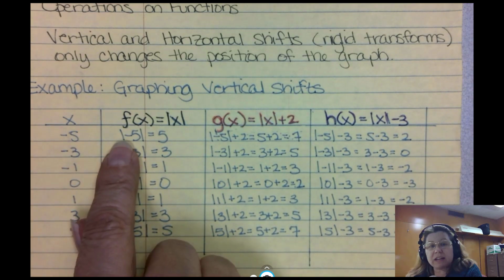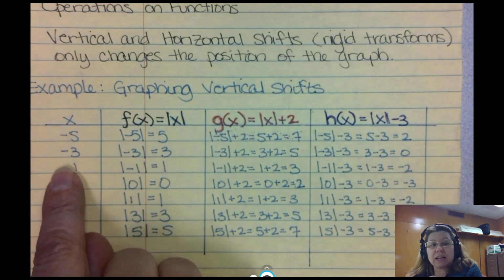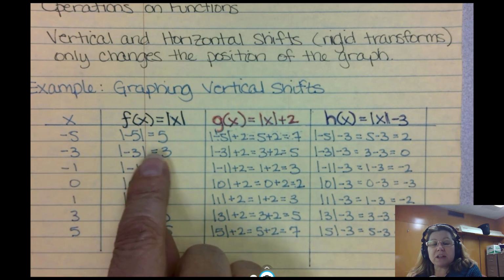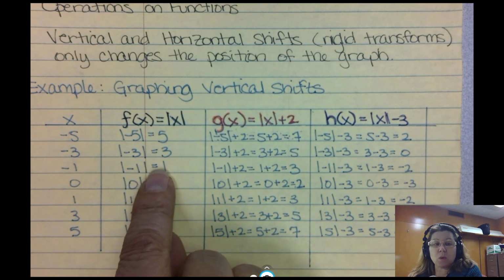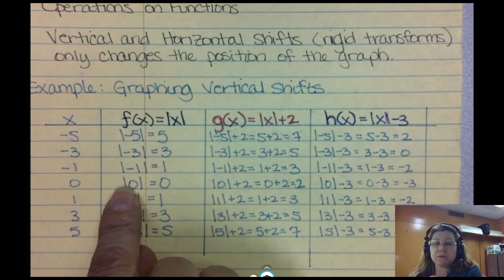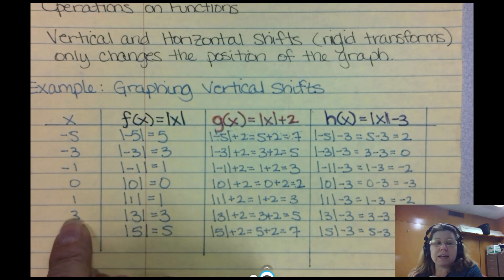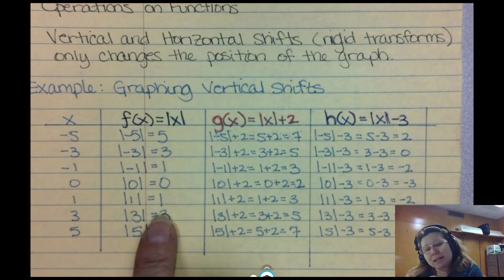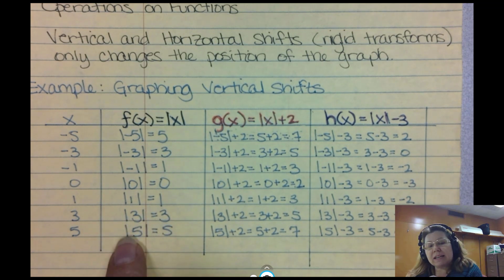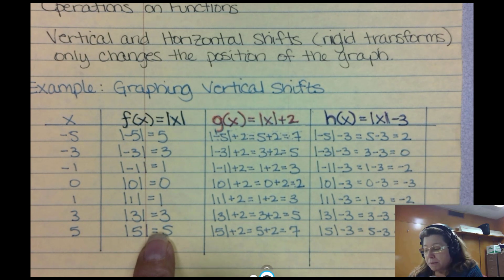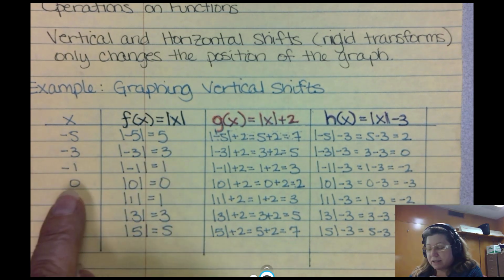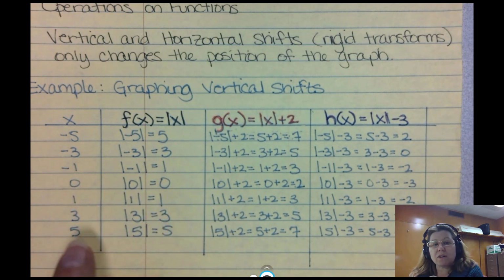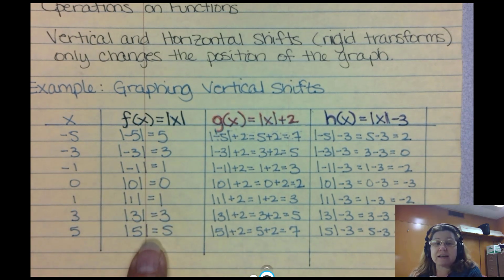-5, the absolute value of -5 is 5. -3, the absolute value of -3 is 3. -1, well, the absolute value of -1 is 1. 0, the absolute value of 0 is 0. 1, the absolute value of 1 is 1. 3, the absolute value of 3 is 3. And 5, the absolute value is 5. So I'm going to plot the positions -5, 5, -3, 3, -1, 1, 0, 0, and so forth. And that will be my function f of x.